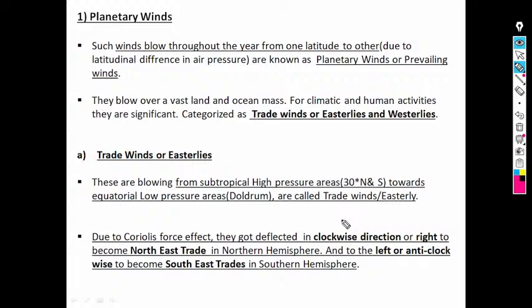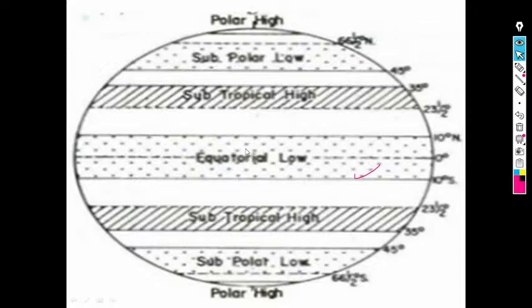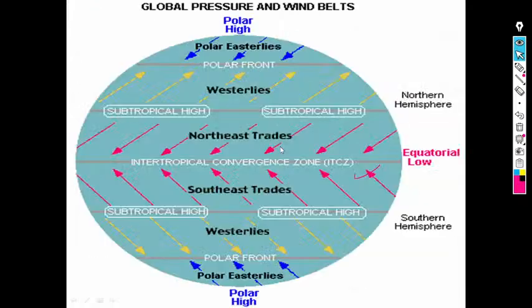Trade winds. Due to Coriolis effect, subtropical high pressure at 30 degree north and south towards the equatorial low, that is doldrum. That we saw here, this is also more clear. Subtropical high to equatorial low, 30 degree north south to around 0 degree equatorial low, they are constantly blowing.